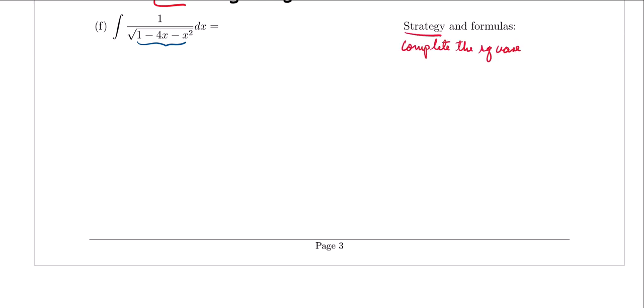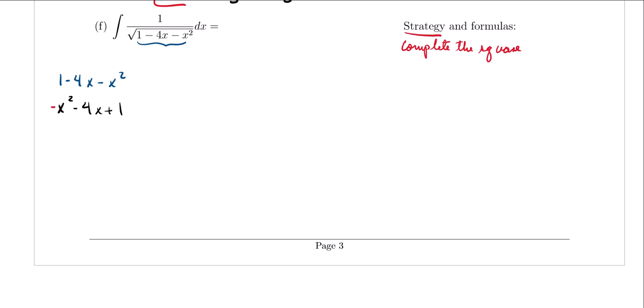Okay, so I'm going to go ahead and complete the square on the expression 1 minus 4x minus x squared. First I'm going to rewrite it as negative x squared minus 4x plus 1. Now remember, when we're completing the square, we typically want a coefficient of 1. This one is not a coefficient of 1, it's a negative 1.